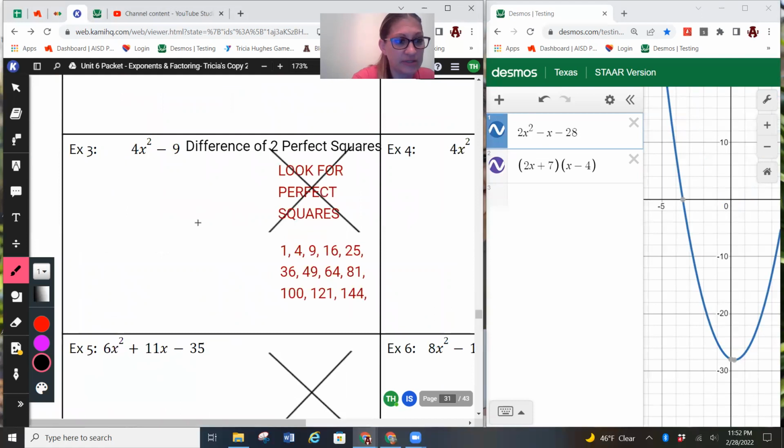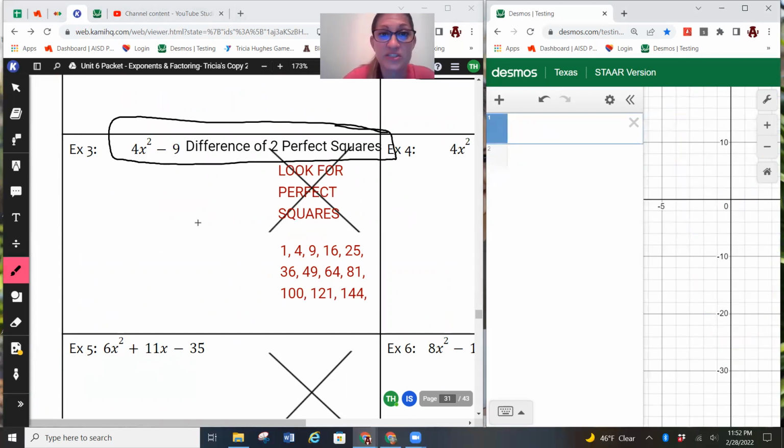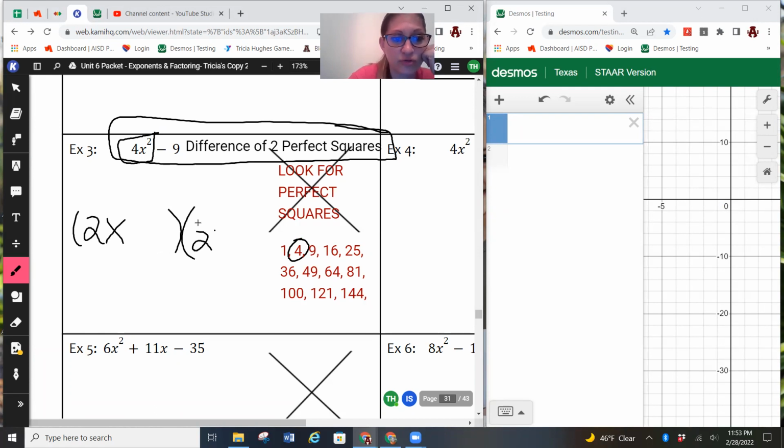Now these, I'm going to say you don't need to do your x. You need to notice that this is a difference of perfect squares. Difference means it's subtraction. Difference, subtraction. I know that 4x squared, here's a list of perfect squares, is a perfect square. 2 times 2 makes 4. X times x makes x squared. So I can break this up as 2x times 2x is 4x squared.